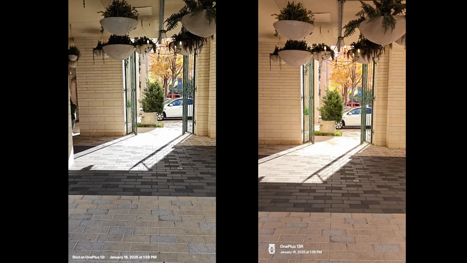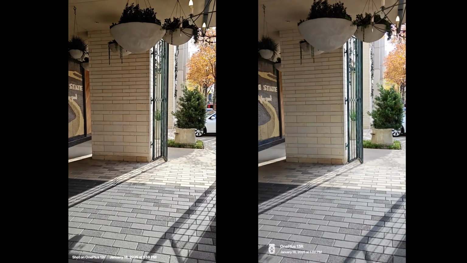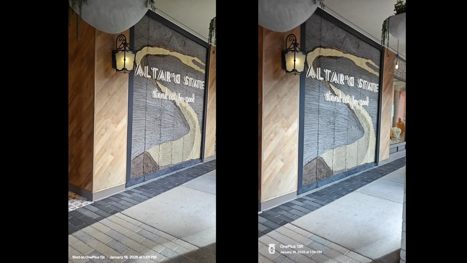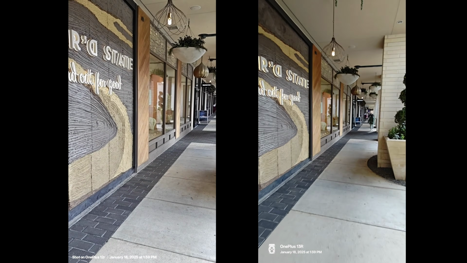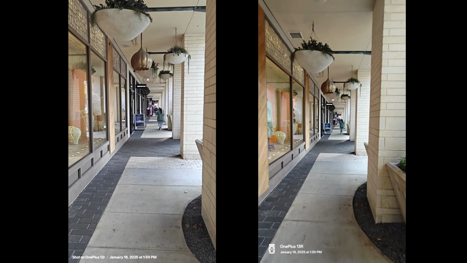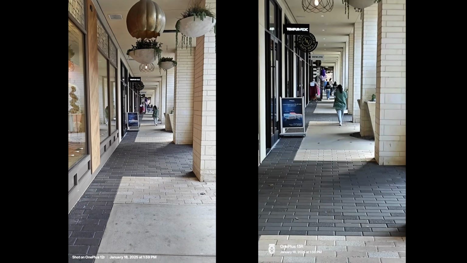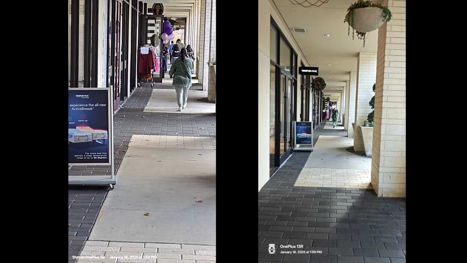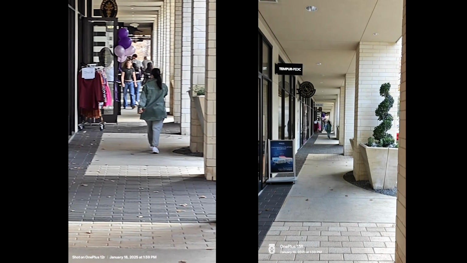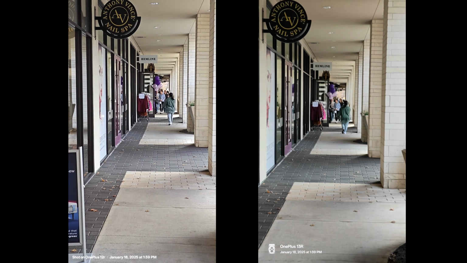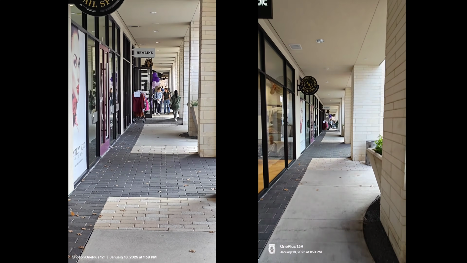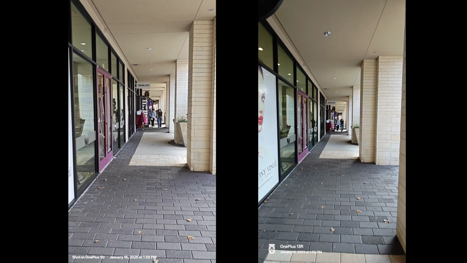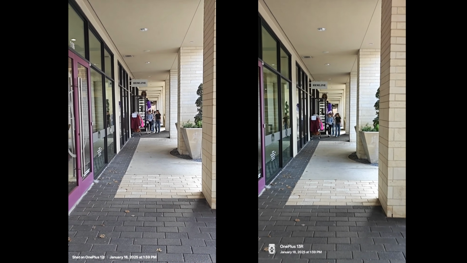Alright, so here we got 1080p on the 12R and 13R. So at 1080p, you cannot do ultrawide on the 12R, and you can do ultrawide on the 13R. You can see right there. And then 2x zoom on both of them. Ultrawide on the 13R, but no ultrawide on the 12R. This is 1080p, 30 frames per second.